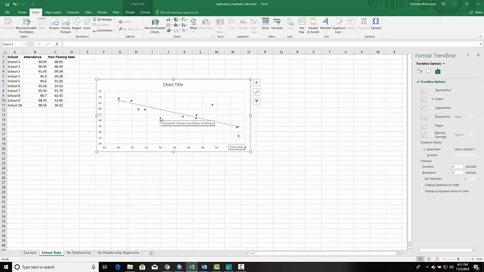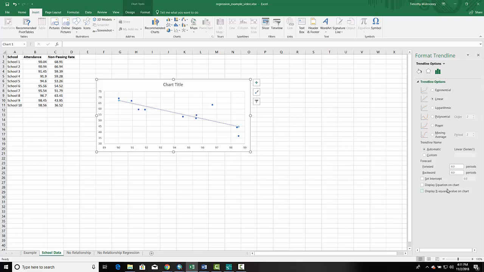There are a number of different ways we can calculate this line. I've talked about some of these in classes. One of the ways is OLS, the Ordinary Least Squares method, to determine the slope and the y-intercept for this particular line. Looking at this equation, you can see it has a negative slope. So as attendance increases, non-passing rates decrease.